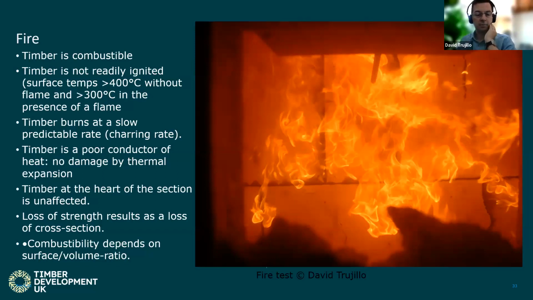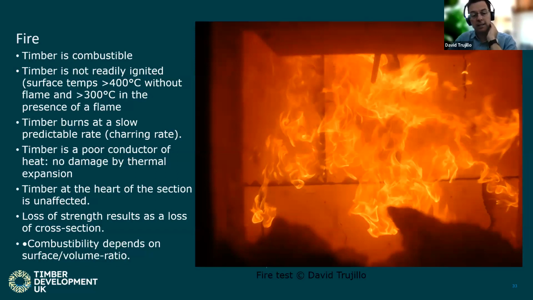And timber has several advantageous properties. Timber burns at a slow, predictable rate. Timber is a poor conductor of heat, so you won't have damage by thermal expansion. And you only lose strength in a timber element as a loss of the cross section. Because it burns at a slow, predictable rate, we can predict how long we are going to have a section being able to carry load during a fire without any sort of unpleasant surprises.